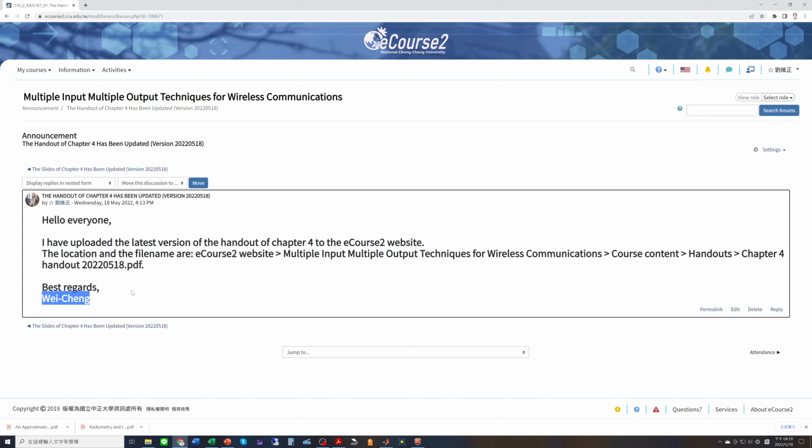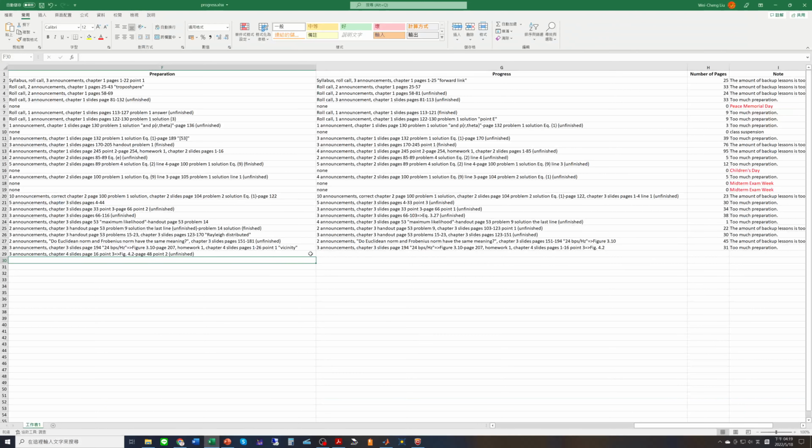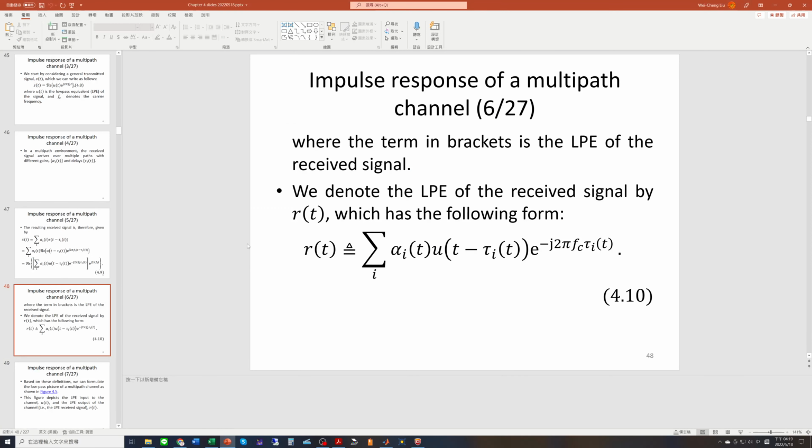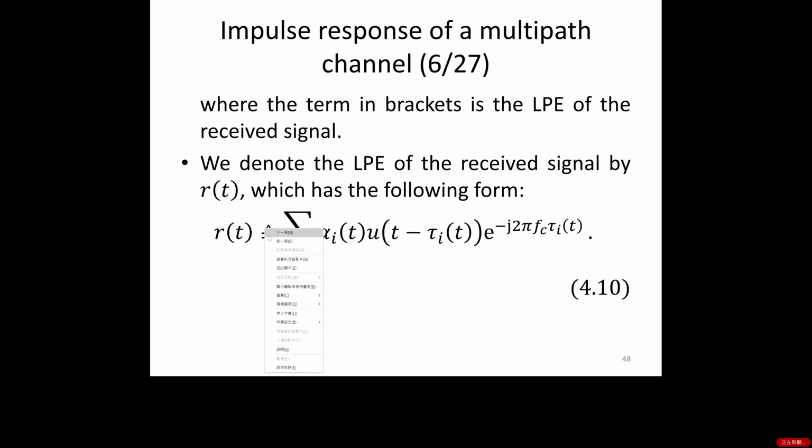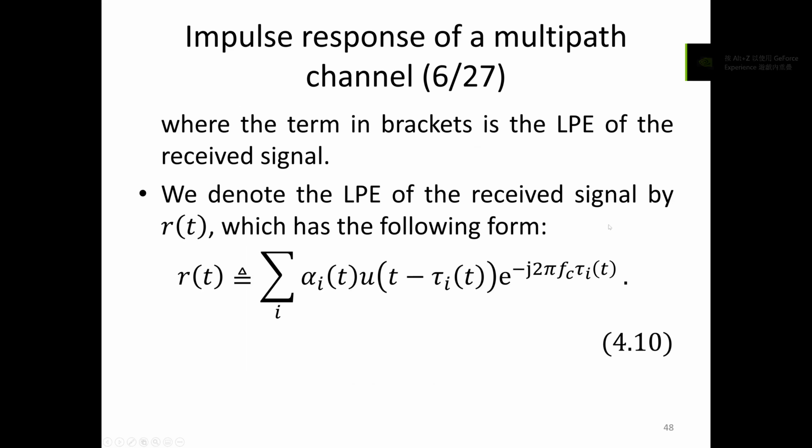Okay. Next, let us see the progress of the last class. In the last class we have taught to Chapter 4 slides, page 16.3, and go to figure 4.2. Please open the slides of Chapter 4 and please go to page 16.